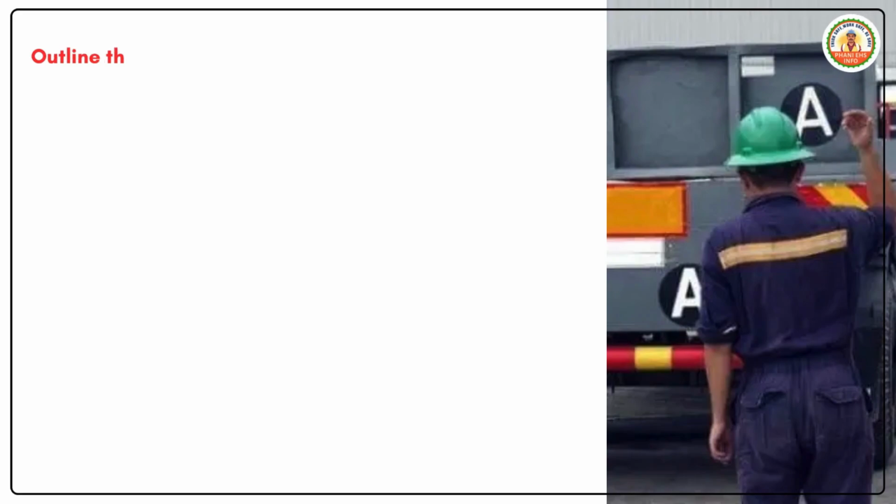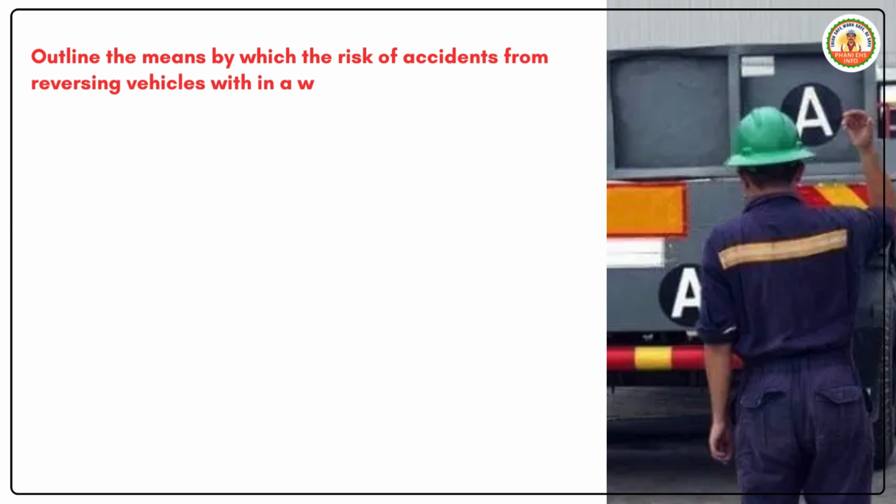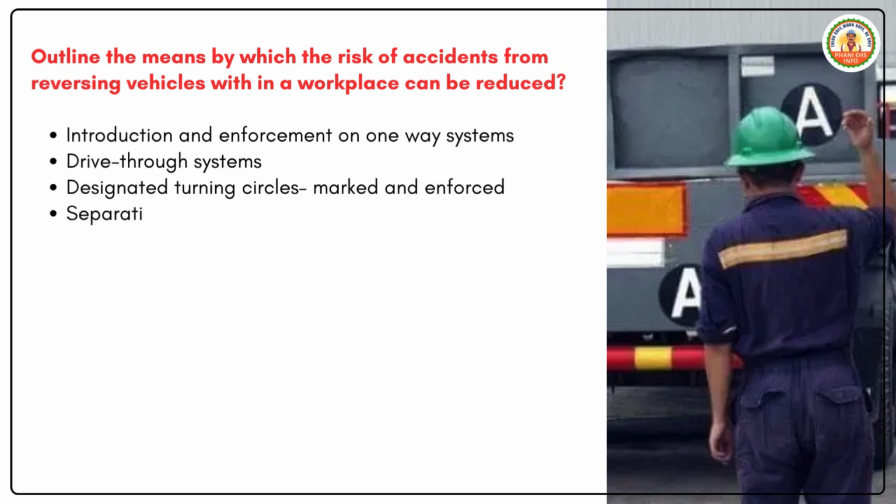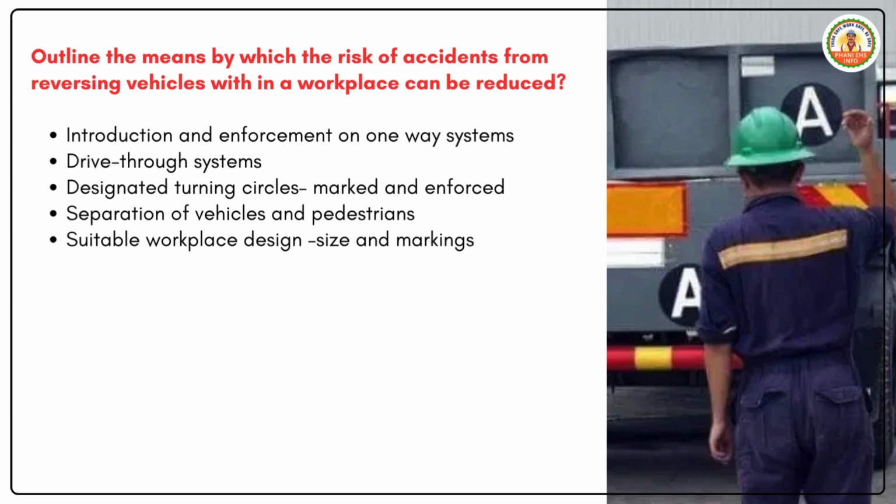Outline the means by which the risk of accidents from reversing vehicles within a workplace can be reduced. Introduction and enforcement of one-way systems. Drive-through systems. Designated turning circles, marked and enforced. Separation of vehicles and pedestrians. Suitable workplace design, size and markings. Audible reversing alarms. Mirrors at blind corners.